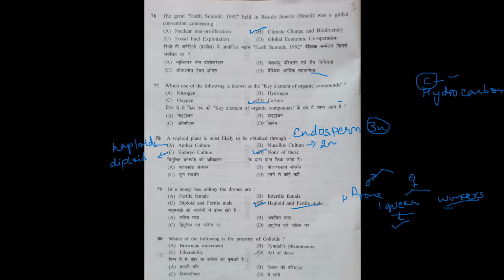Next question is, which of the following is the property of colloids? So, a colloid is a solution of some insoluble solid particles in a liquid medium. So they do show the Tyndall effect, that is the scattering of light. And Brownian movement is the zigzag movement of the particles. Filterability means they could be filtered because they are solid suspended particles. They are not quite soluble. That's why one can filter them through a membrane. So the answer will be all of these.